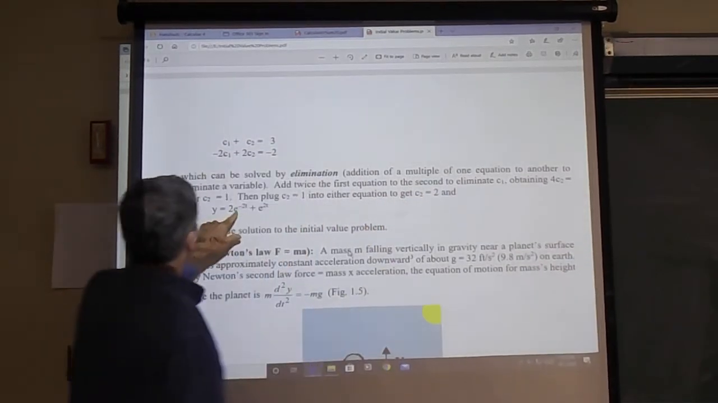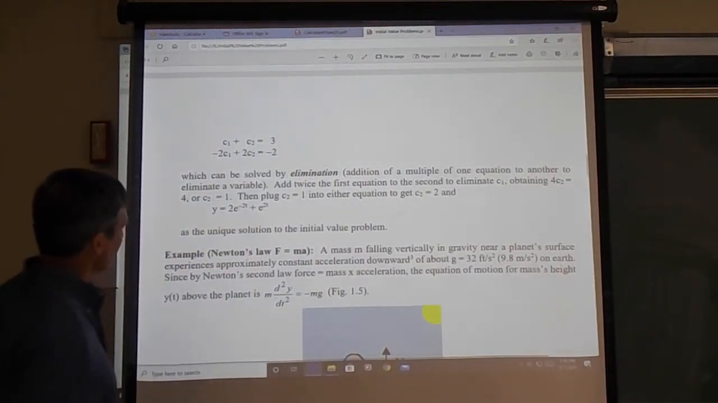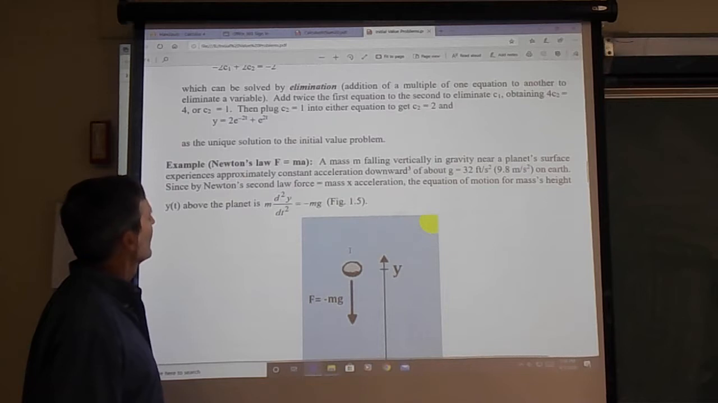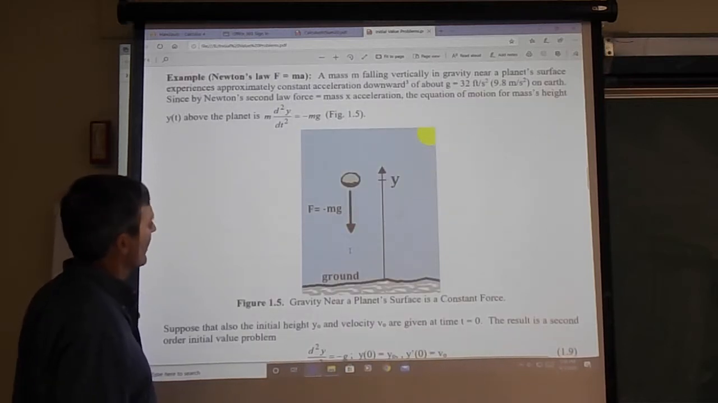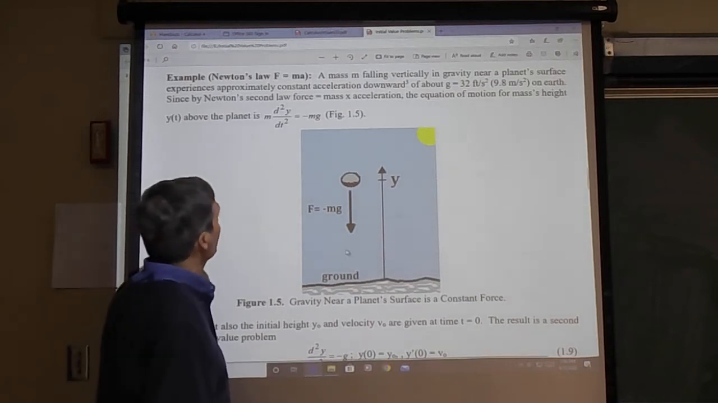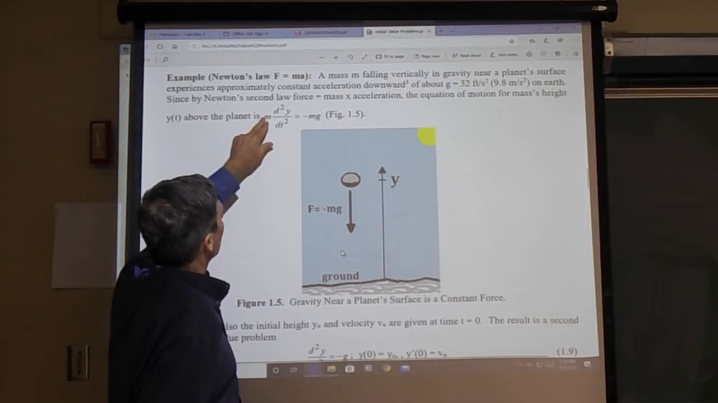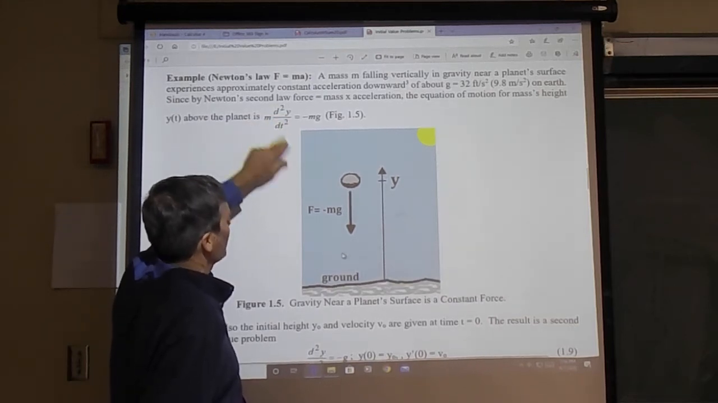All right. And you get 2e^(-2t) plus e^(2t) is the unique solution that satisfies the initial values and the differential equation. Well, here's an interesting one. The differential equation that comes up in your physics class, right? Force equals mass times acceleration. Well, force is mass times the second derivative of position with respect to time.